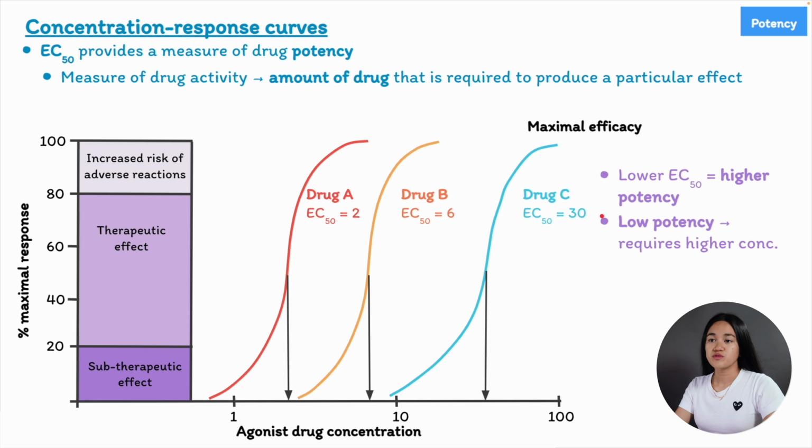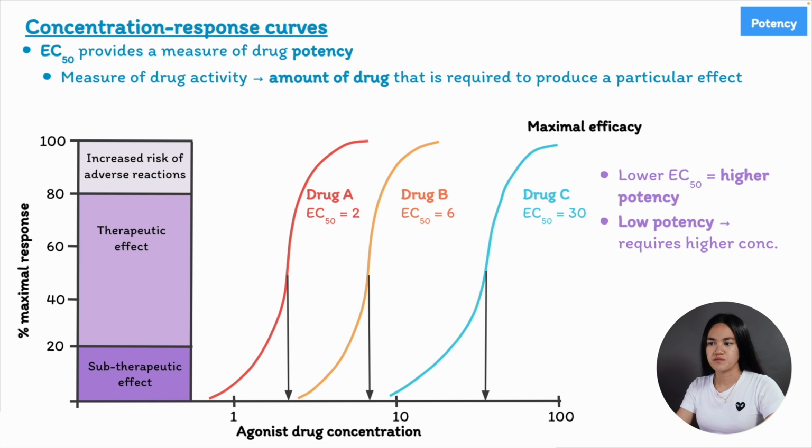Drugs with lower EC50 values appear on the left side of the CRC and are considered more potent because they require fewer drug molecules or a lower concentration to produce the same effect. So this is evident when examining the maximum response levels as well.